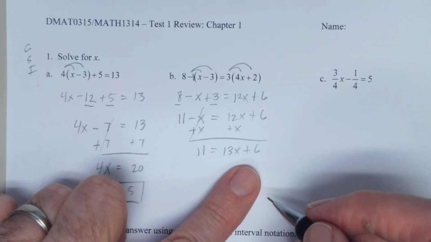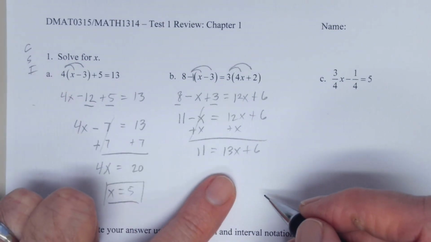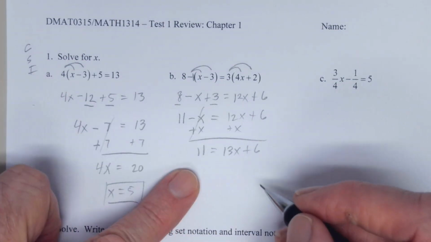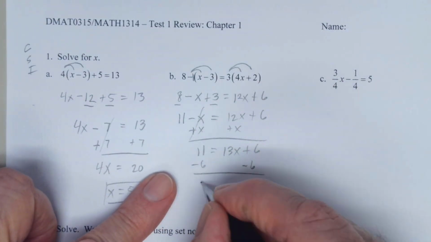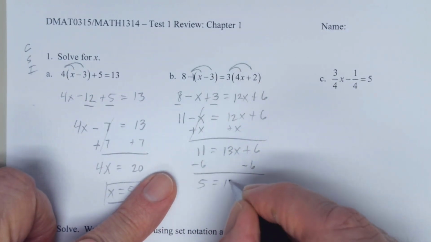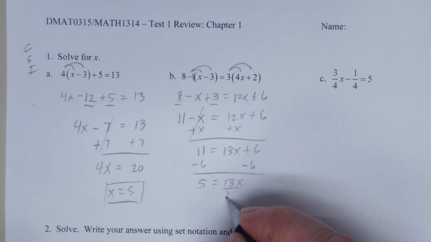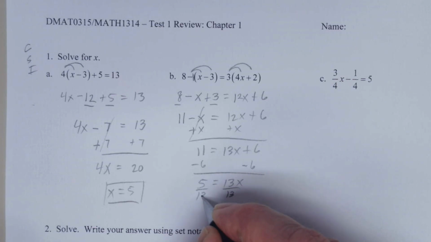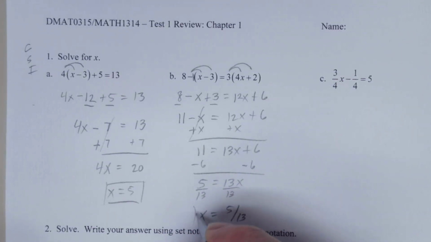Again, this is a two-step equation. Once you've done these 3 steps, you should always have a 2-step or 1-step equation. So you're going to want to subtract 6 next. Get 5 is equal to 13x. We'll divide by 13. Again, we're trying to get x by itself. You end up with 5 over 13.